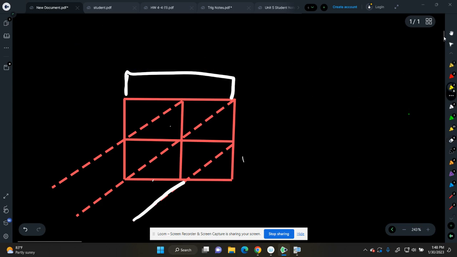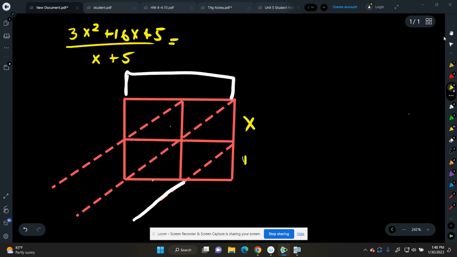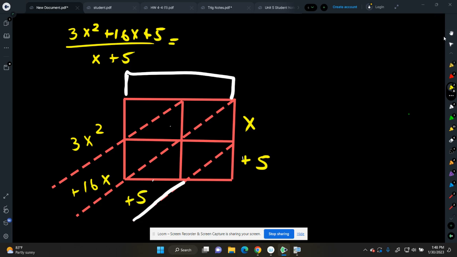Okay, so we have 3x squared plus 16x plus 5 over x plus 5. So we have x plus 5, and 3x squared plus 16x plus 5. Okay, RJ, what goes in the bottom right-hand corner? Plus 5, good. And if this is a plus 5, then Mary, what goes at the top of that column? What goes here?